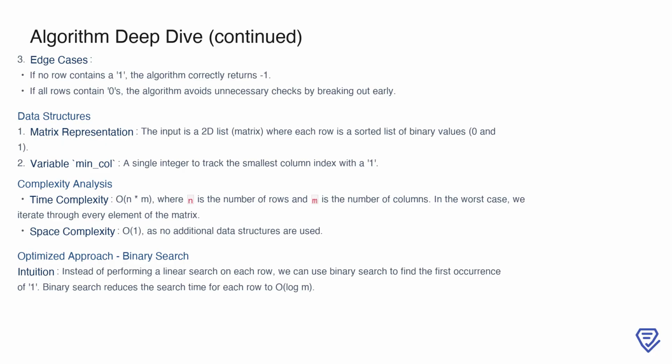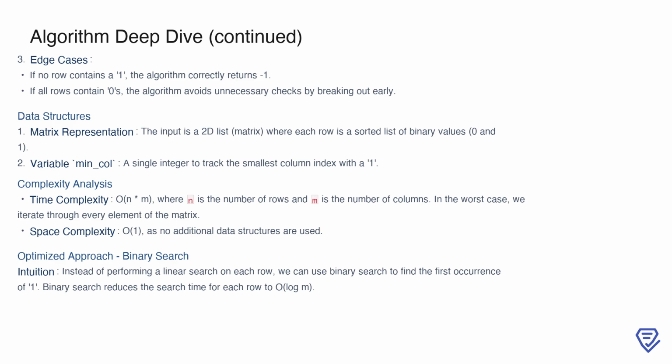Now, let's analyze the complexity of this brute force approach. The time complexity is O(n*m), where n is the number of rows and m is the number of columns, as we might potentially iterate through every element in the matrix. The space complexity is O(1), because no additional data structures are used.